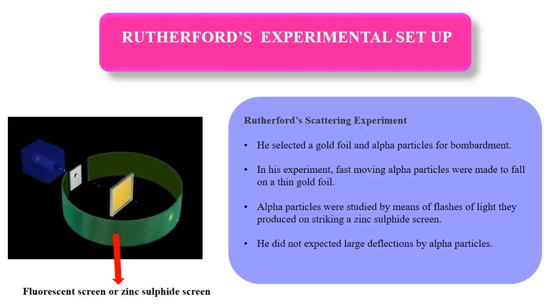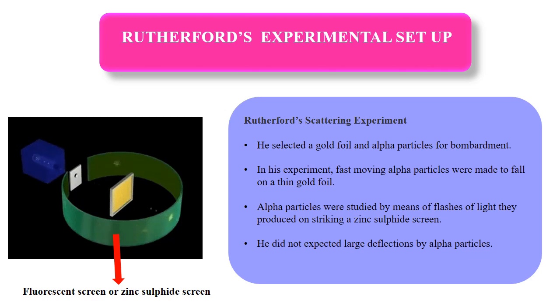Now, before discussing the Rutherford's model of an atom, let us see the experiment that was set up by Rutherford. He was interested in knowing how the electrons are arranged within an atom. So he designed an experiment for this. The structure of the experiment is somewhat like that shown in this picture.